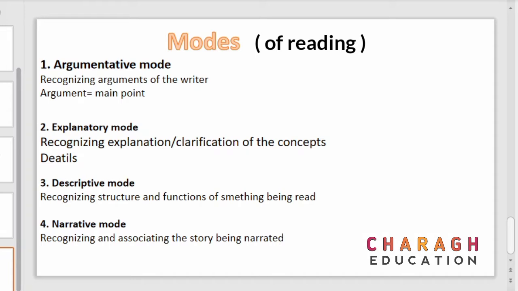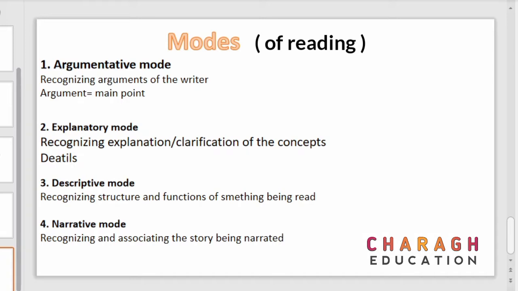Sometimes we have communication, interaction with the text and we find out arguments. Sometimes we need explanation. When we do not understand something, we need explanation or clarification. So we read for the sake of clarification about a topic. We can also read a passage or a text for the sake of description.